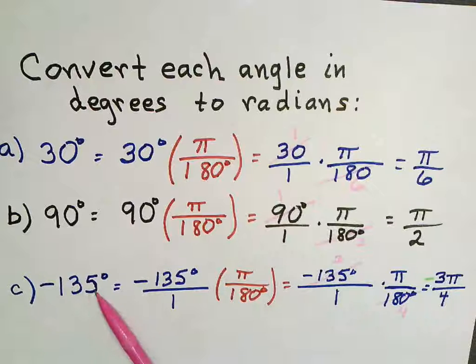We have a negative 135 degrees times our conversion factor, pi over 180 degrees. Degree units cancel out. So we have a negative 135 times pi over 180. 45 will go into 135 3 times. 45 will go into 180 4 times. So it's a negative 3 pi over 4. So a negative 135 degrees is the same thing as a negative 3 pi over 4 radians.